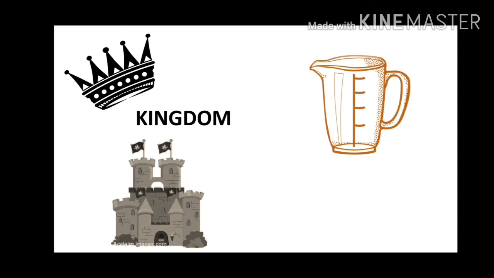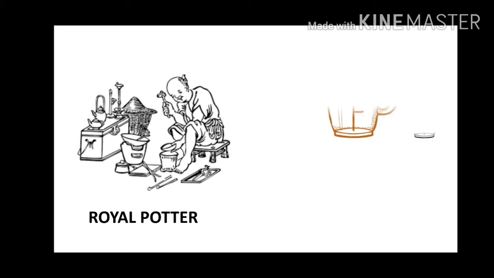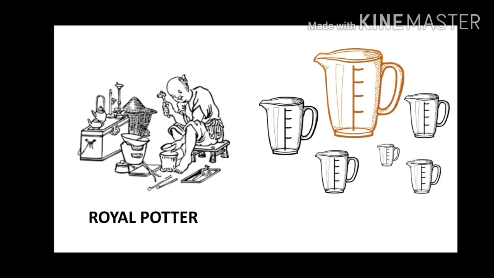He wanted all the people in the kingdom, all the creatures in the kingdom, to drink chocolate milk in the size of this. But this is not the right size for all the creatures. All creatures cannot drink in this size. So for this, the royal potter was called, and he was advised to prepare new serving vessels for every creature, small or big. So the royal potter started preparing.